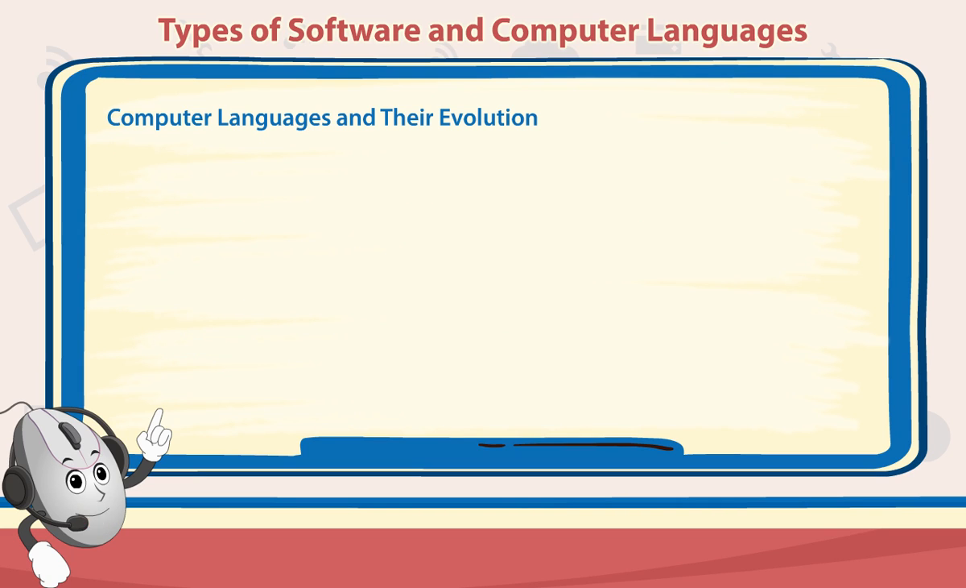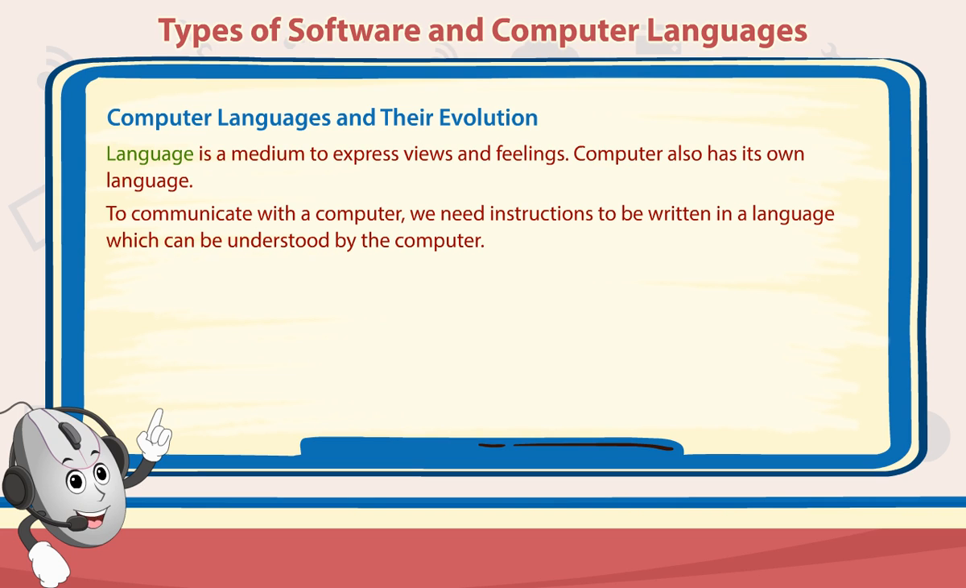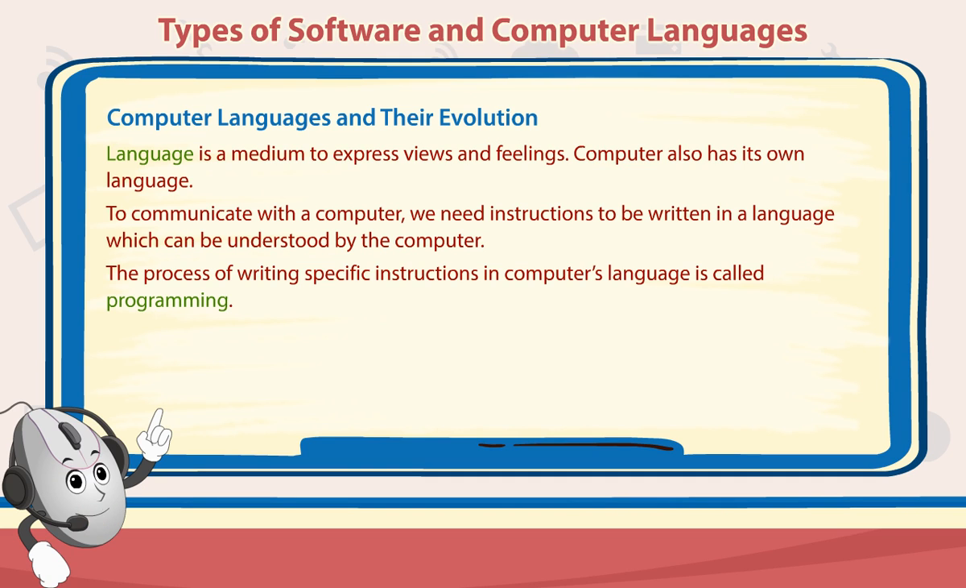Computer languages and their evolution. Language is a medium to express views and feelings. Computer also has its own language. To communicate with the computer, we need instructions to be written in a language which can be understood by the computer. The process of writing specific instructions in computer's language is called programming. Let's look briefly into the history of programming languages.